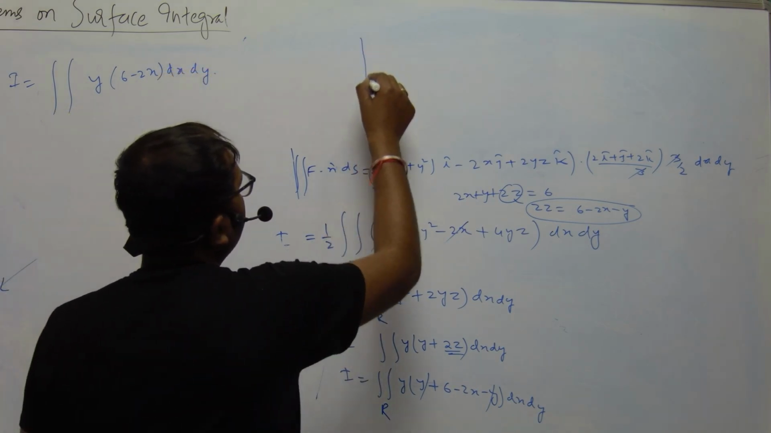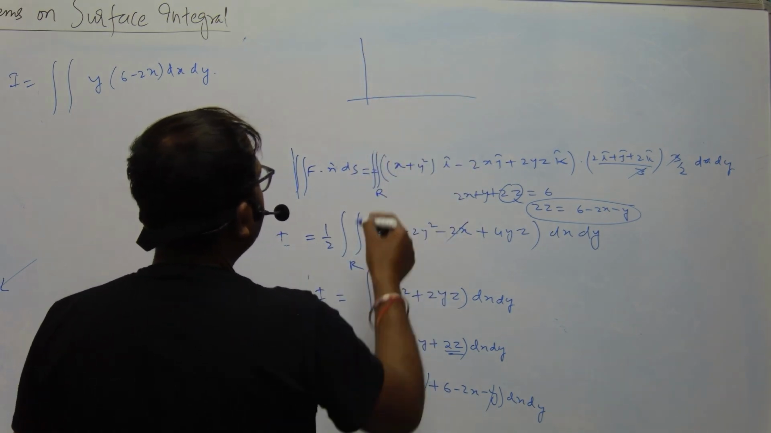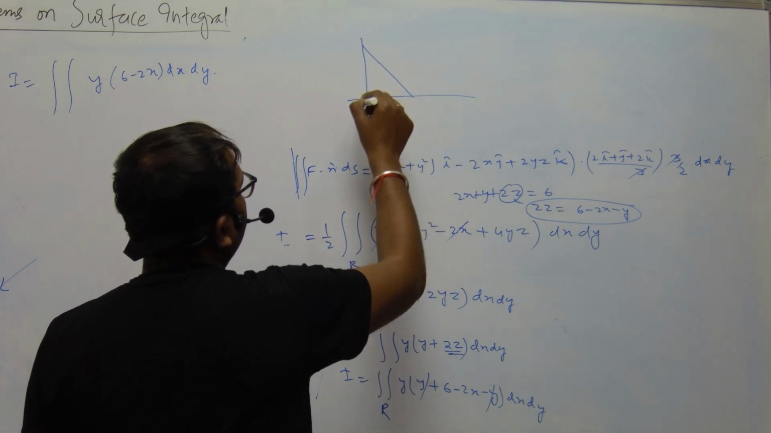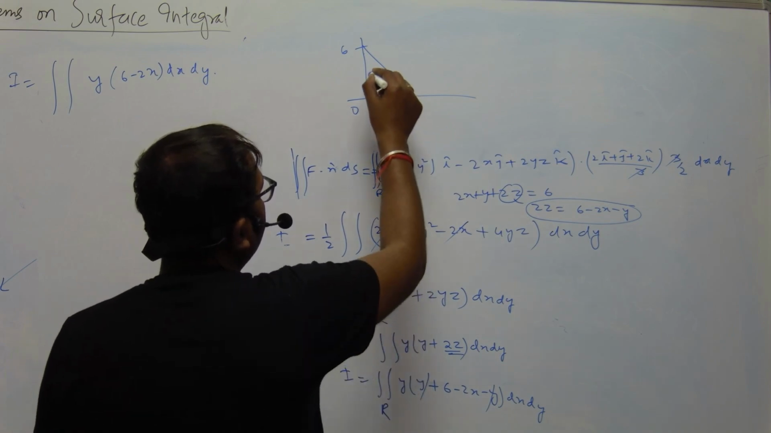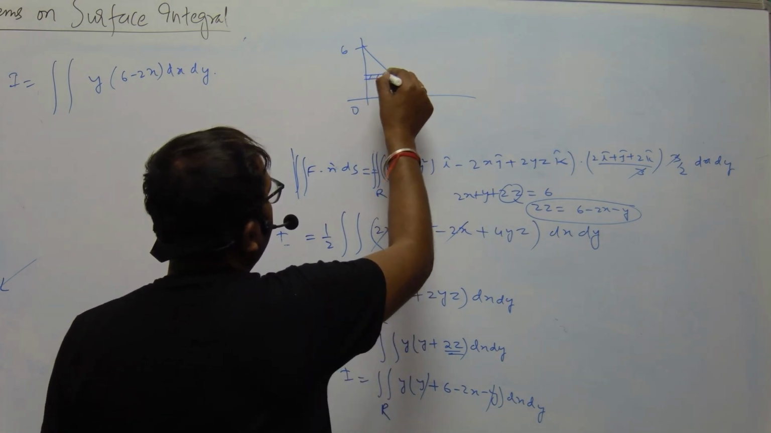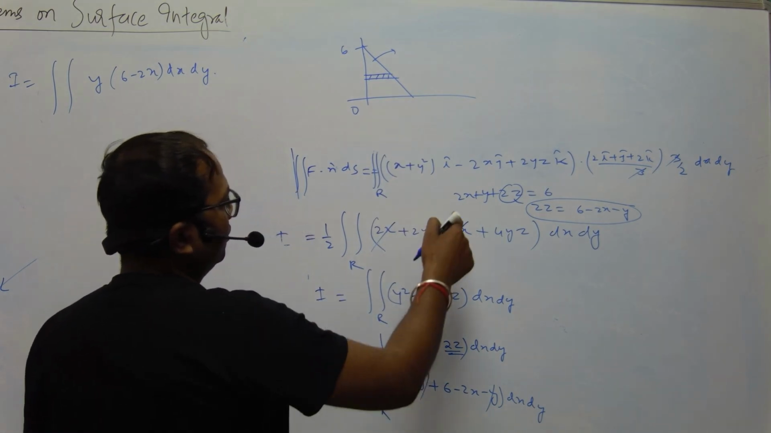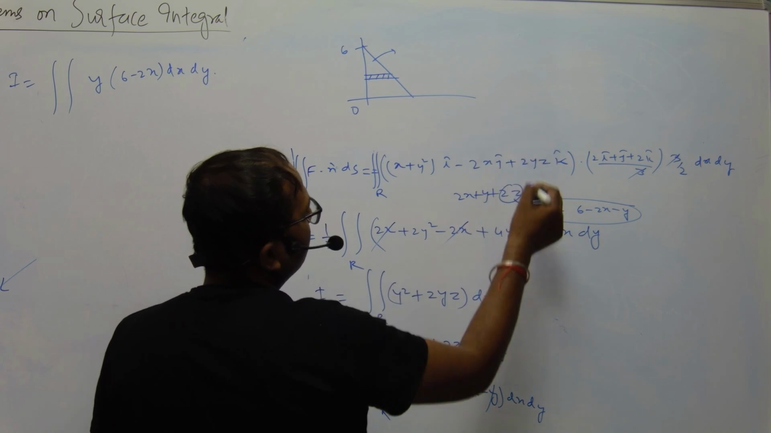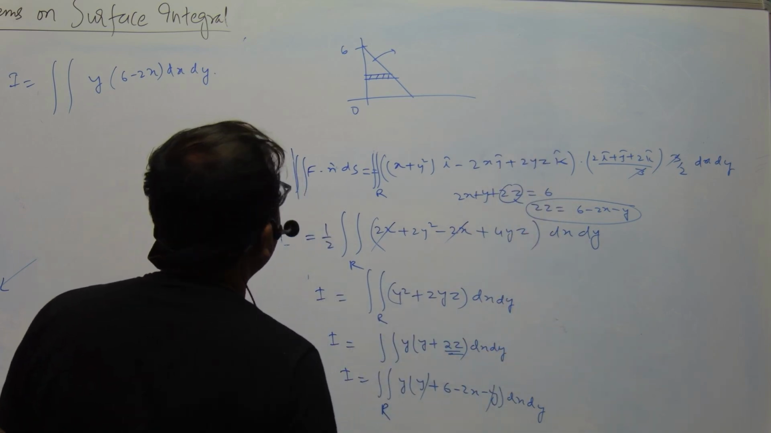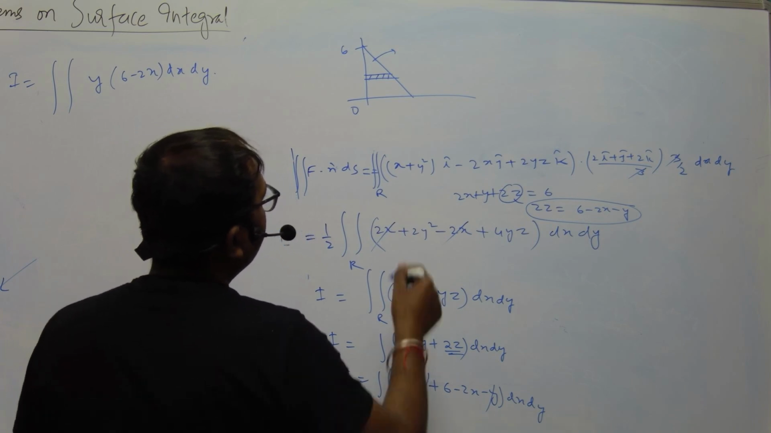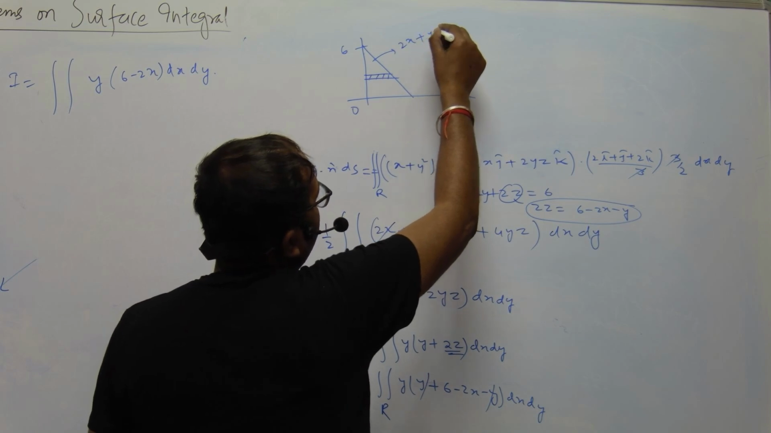So along the region R, y varies from 0 to 6, and x varies from... We have taken the strip like this. The equation of the plane is 2x plus y plus 2z is equal to 6, and for z equal to 0, we have the equation of this line as 2x plus y is equal to 6.